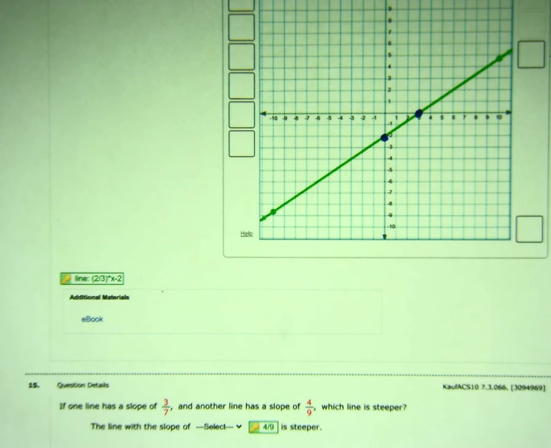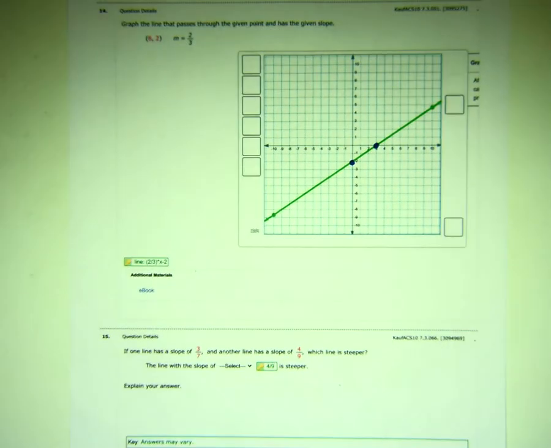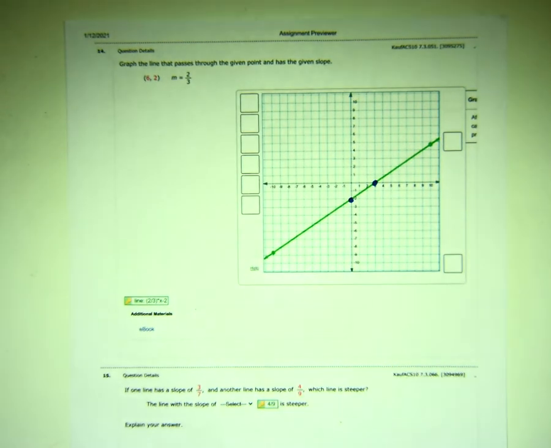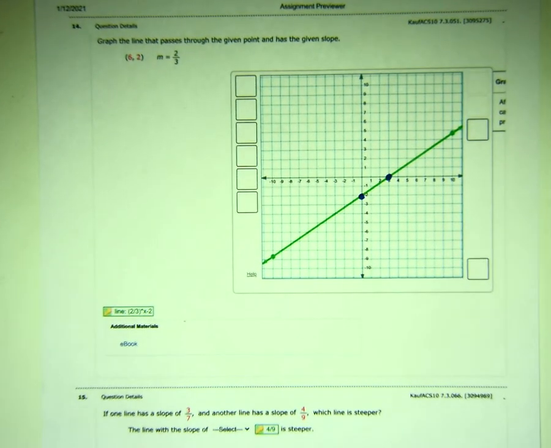Here goes our next example. Once again, it's pertaining to graphing. And I did not realize I had zoomed out that much, so my apologies, y'all. Okay, so let me zoom in. It wants you to graph the line that passes through the given point and has the given slope. Alright, cool. Now what we're trying to figure out is what is what.